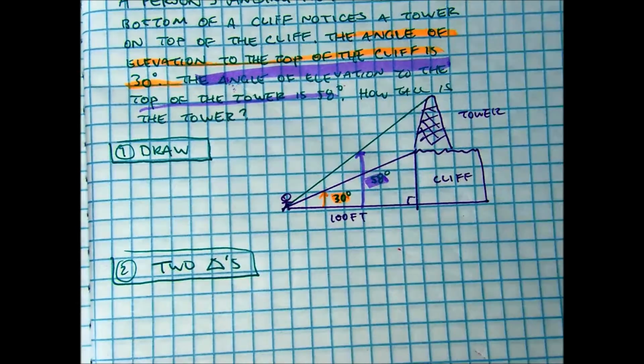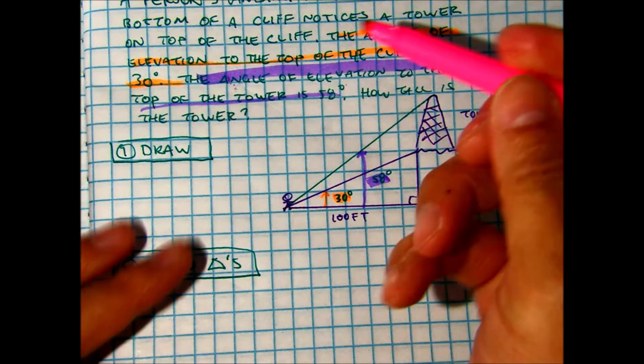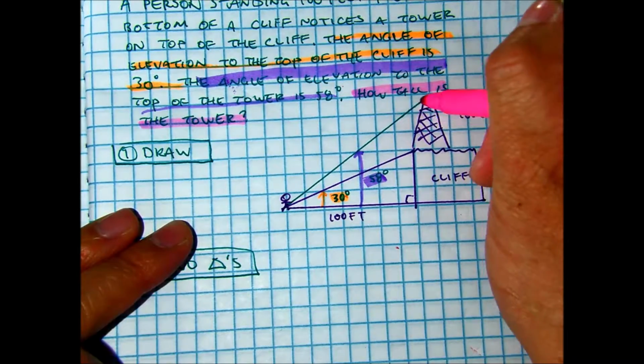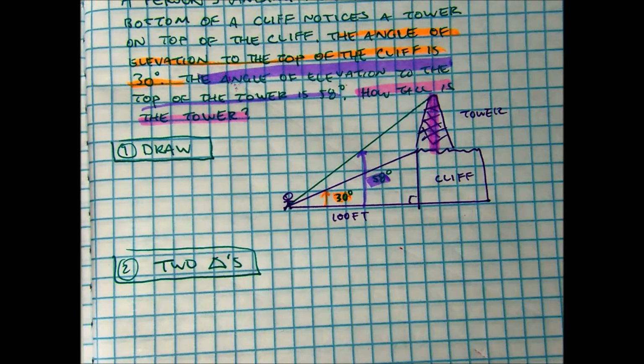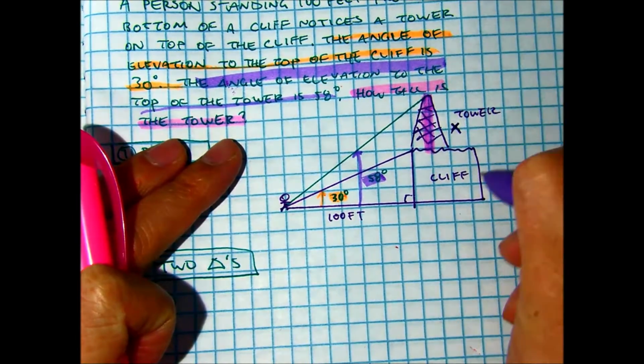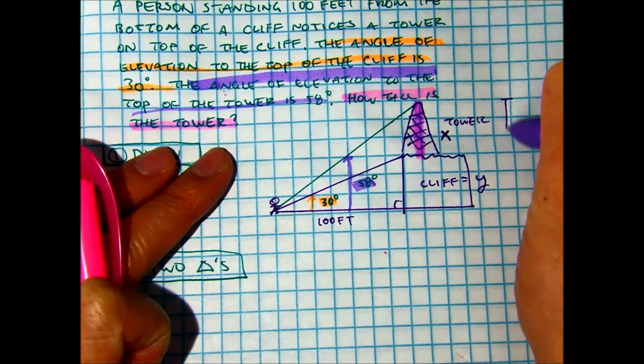How tall is the tower? So they want to know how tall is this part right here. I'll call that one X. And I'll call the cliff Y. And I'll call them together W.